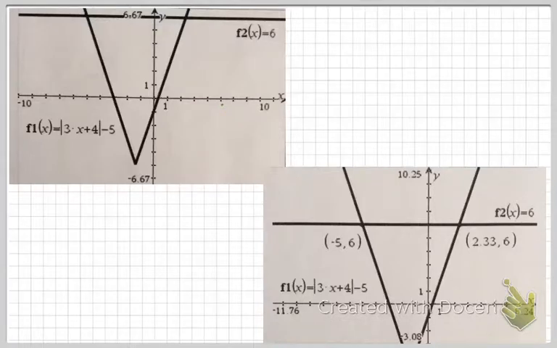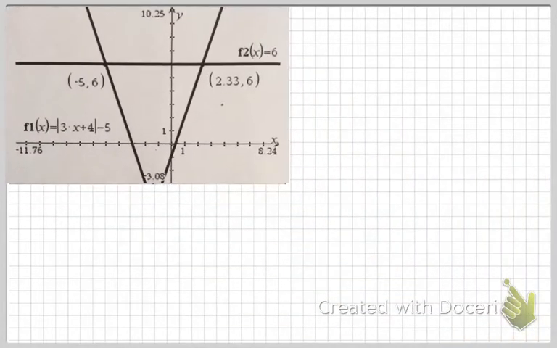So I just rezoomed. You don't have to if you don't want to. As long as you can see the intersections, your calculator will determine those intersections for you if you go through the steps as outlined in your packet. But I've moved it down to where you can see it better. It's more centered in the viewing window.